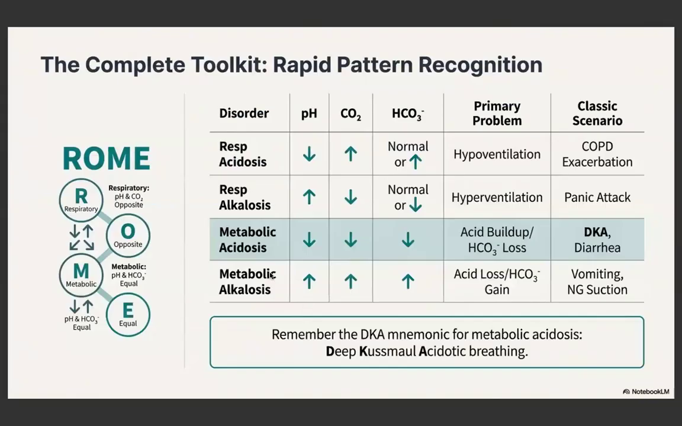Okay, so here's just a little bit of a chart for you guys to help put things together, what they look like for respiratory alkalosis, acidosis, metabolic acidosis, and alkalosis, and what these levels are going to look like. And then their primary problems and a classic scenario example of each one of those.